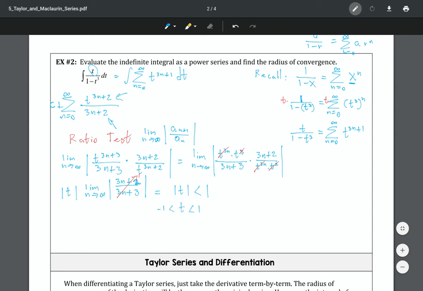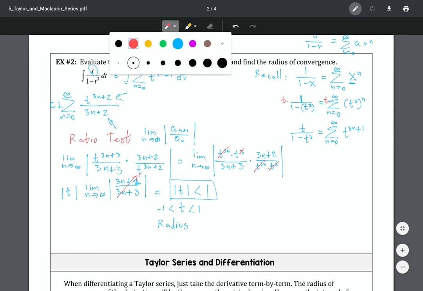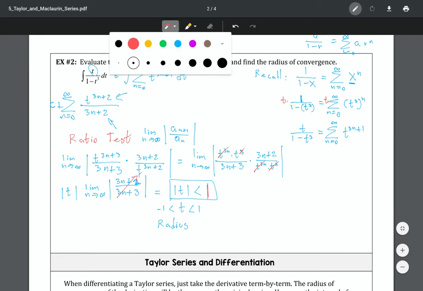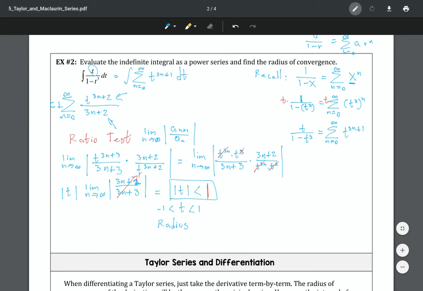Now, to figure out the radius of convergence, there's really 2 ways. The first way, I didn't really talk about it in the lesson where I talked about radius of convergence. I actually don't remember what lesson that was. But essentially, if you can get it to this, this number right here, which I'm about to write in red, is actually your radius of convergence. Okay. So my radius of convergence is 1.